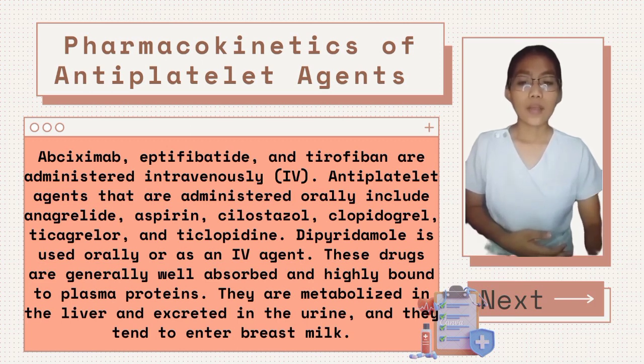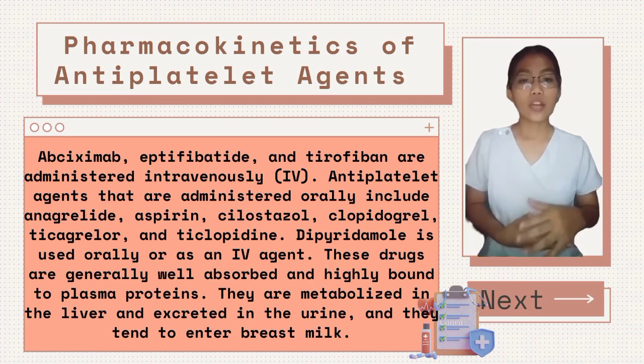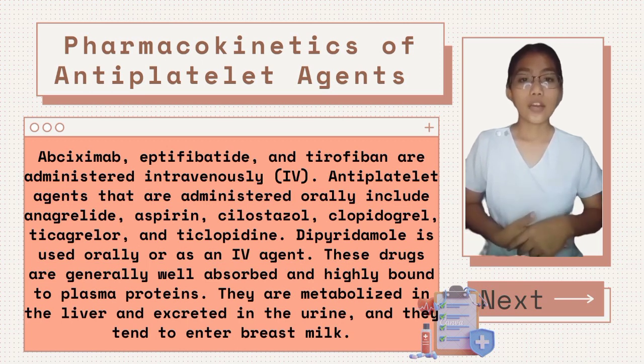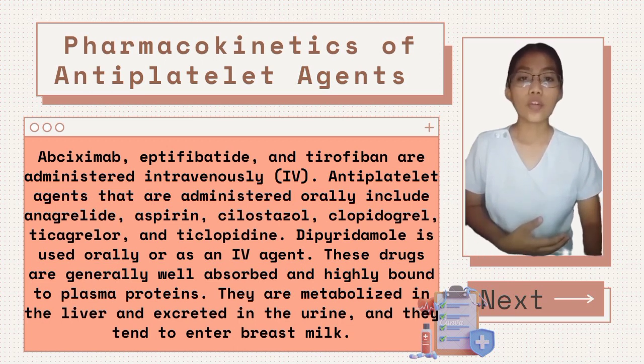Next is the tirofiban. It is a non-peptide tyrosine derivative that selectively binds to GP2B/3A. The plasma half-life of this drug is 1.5 to 2 hours. Both renal and biliary excretion contribute to tirofiban clearance, with unchanged tirofiban found in urine and feces. Anagrelide is extensively metabolized primarily in the liver. The half-life of this drug is 1.5 and 2.5 hours respectively.